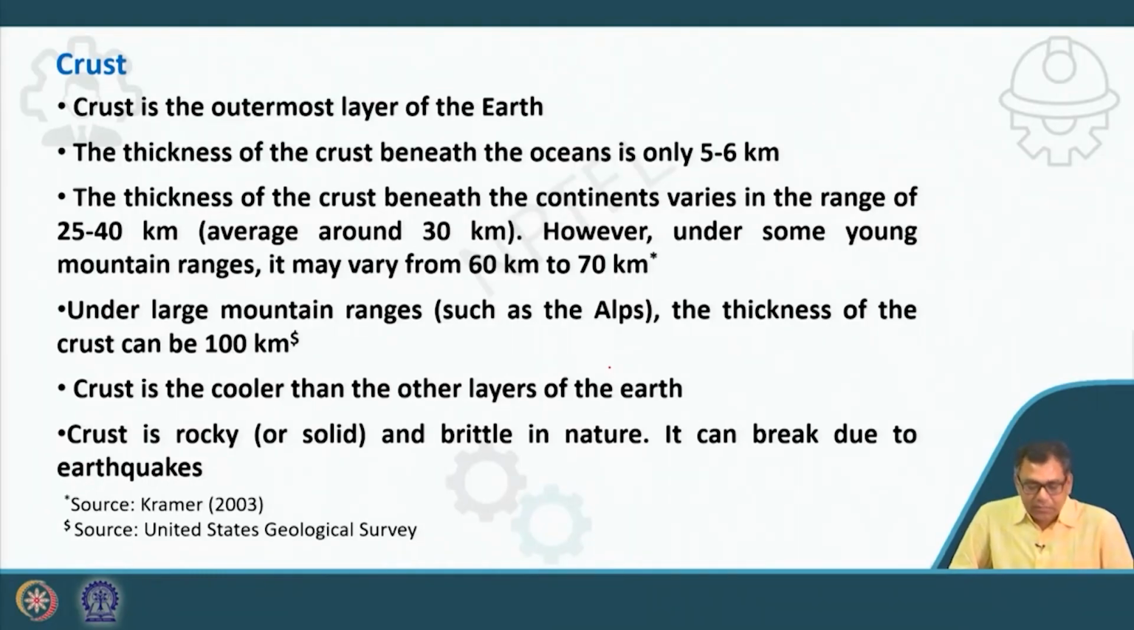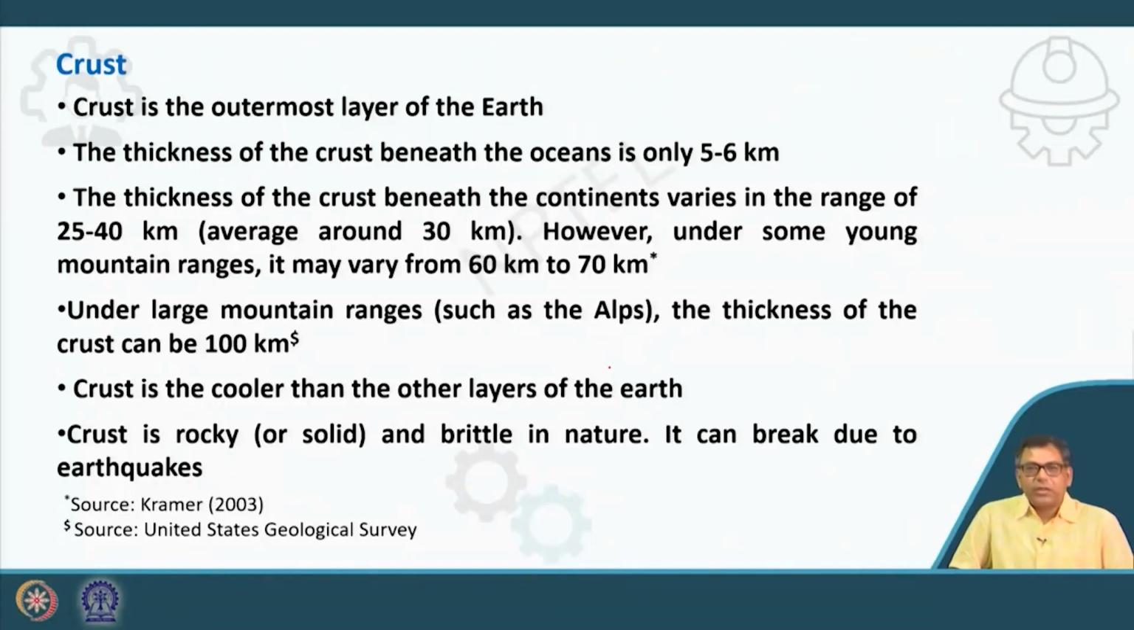Now under large mountain range such as the Alps, the thickness of the crust can be even 100 kilometer also. So that means the continental crust average thickness is around 30 kilometer, but sometimes it can go up to 100 kilometer also for very large mountain range.